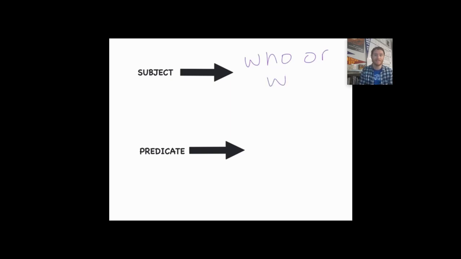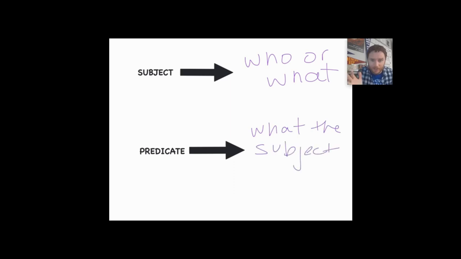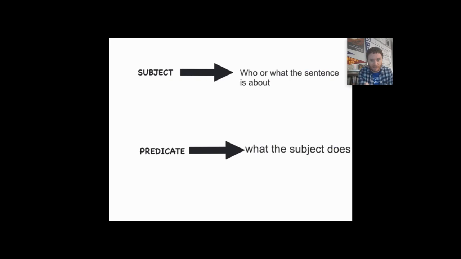Every sentence needs these. A subject is who or what the sentence is about. That's usually a noun. Who or what, person, place, or thing. The predicate is what the subject does. Okay, predicate is usually the second part of a sentence. It's what the noun that the sentence is focused on does. Okay, subject is who or what the sentence is about. Predicate is what the subject does.